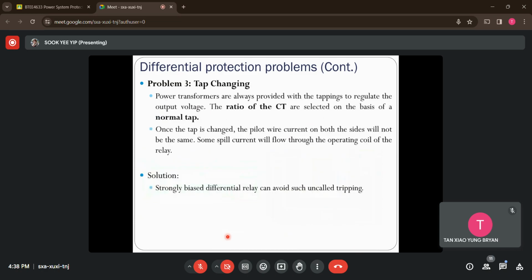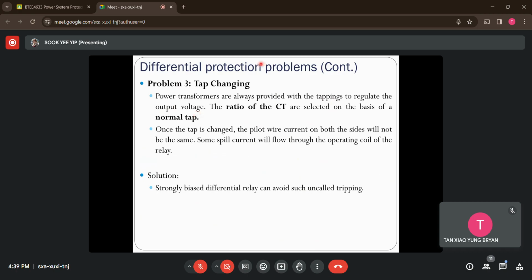Okay, the third issue comes from the transformer itself, due to tap changing. The power transformer is usually provided with a component known as a tap changer, or the tapping here, which allows us to change the AC voltage levels. And for the current transformers, the ones used to measure the entering and leaving currents here, the ratio is selected on the basis of the normal tap, which is the normal situation with the voltage value operating.